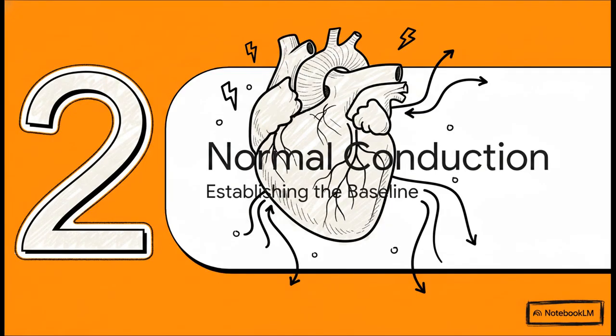Okay. But before we can even begin to spot these detours, we absolutely have to know the main route by heart. Makes sense, right? So let's establish our baseline. We need to look at the normal, unimpeded flow of electricity through the ventricles first.